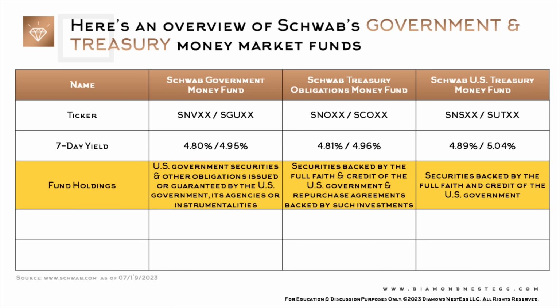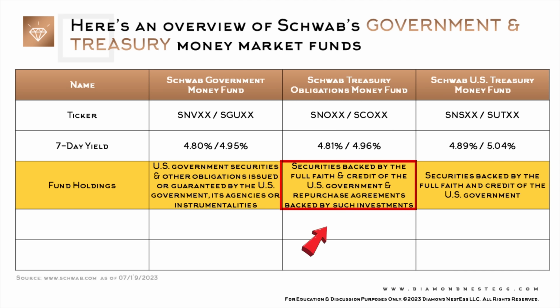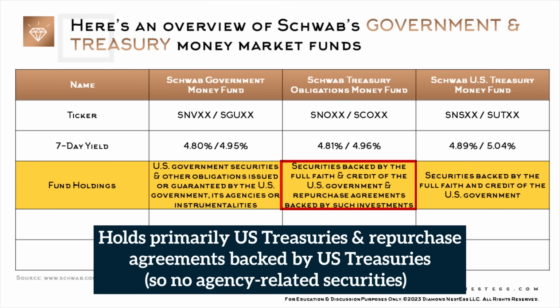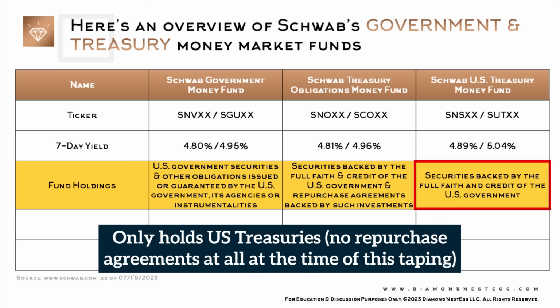Again, the first one is for the investor share class, and the second one is for the ultra share class. This row shows each money market fund's holdings, what's in the fund's portfolio basically. This is the verbiage taken from Schwab's website, but in a nutshell, what this means is that Schwab's government money fund holds U.S. Treasuries, agency securities, and repurchase agreements backed by, collateralized by, U.S. Treasuries and agency securities. Schwab's Treasury Obligations Money Fund holds primarily U.S. Treasuries and repurchase agreements backed by U.S. Treasuries, so no agency-related securities. And Schwab's U.S. Treasury Money Fund only holds U.S. Treasuries. No repurchase agreements here at all from what we could see at the time of this taping.